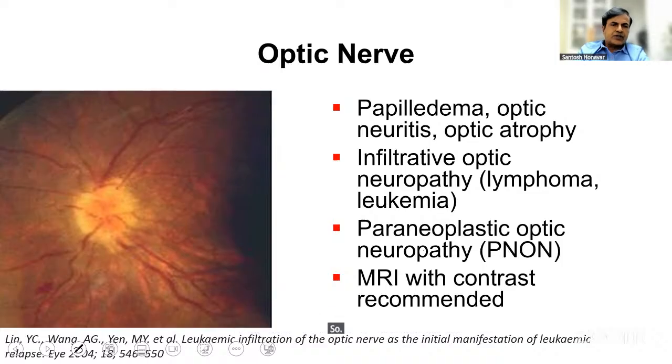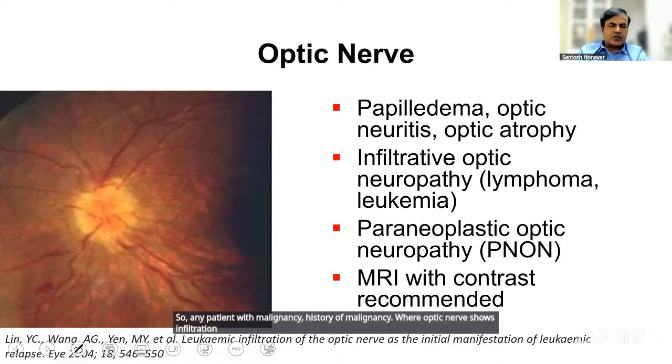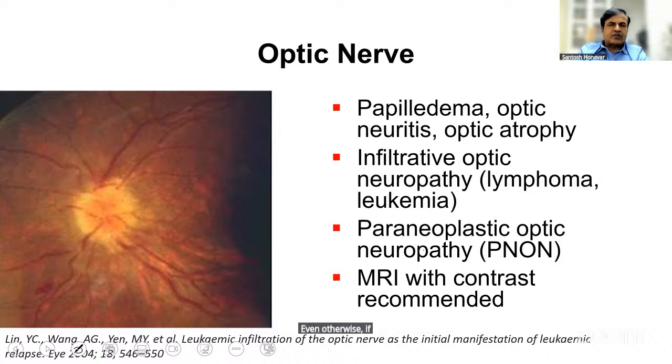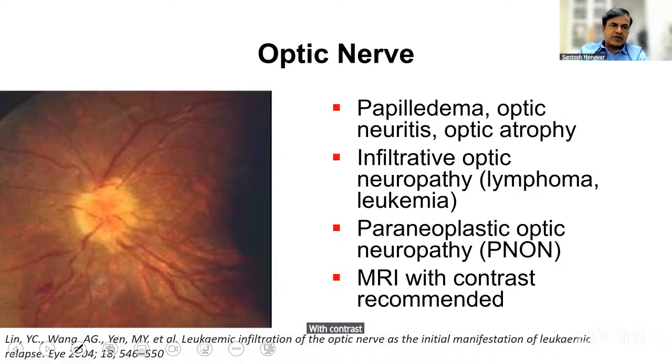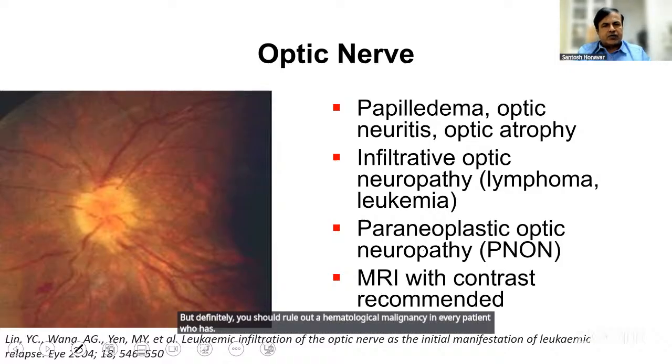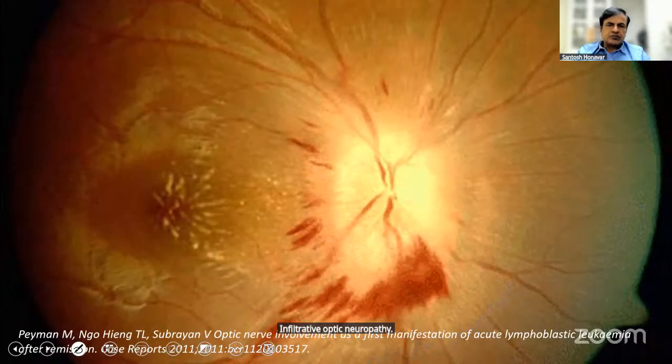So any patient with malignancy, history of malignancy, where optic nerve shows infiltration, you are supposed to do an MRI of the brain with contrast. Even otherwise, if a patient presents with infiltrative optic neuropathy, MRI brain is mandatory with contrast and a systemic evaluation. It could be tuberculosis in our setting, but definitely you should rule out a hematological malignancy in every patient who has infiltrative optic neuropathy. This is a patient with acute lymphoblastic leukemia.